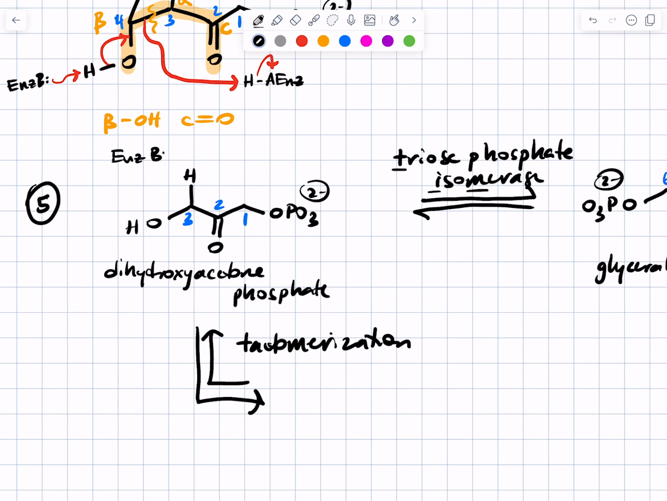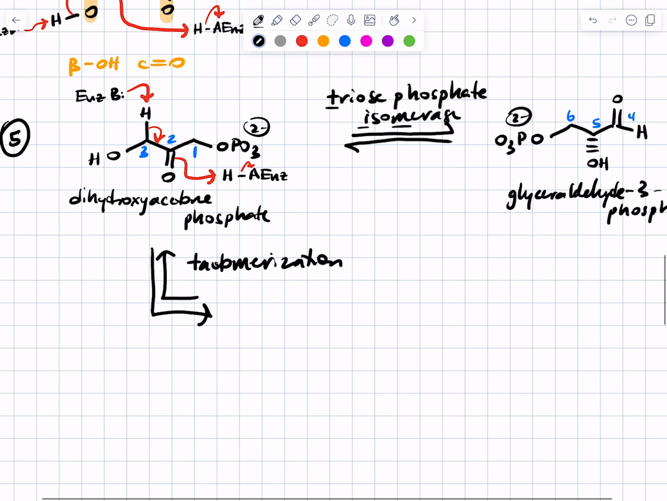So a base from the enzyme active site deprotonates dihydroxyacetone phosphate alpha to the carbonyl, where the hydroxy group is, and then we would make an enolate, and then that enolate gets protonated on the carbonyl oxygen to give you the enol. We'll show that tautomerization all happening at once. Here is the ene-diol intermediate that forms as a result.